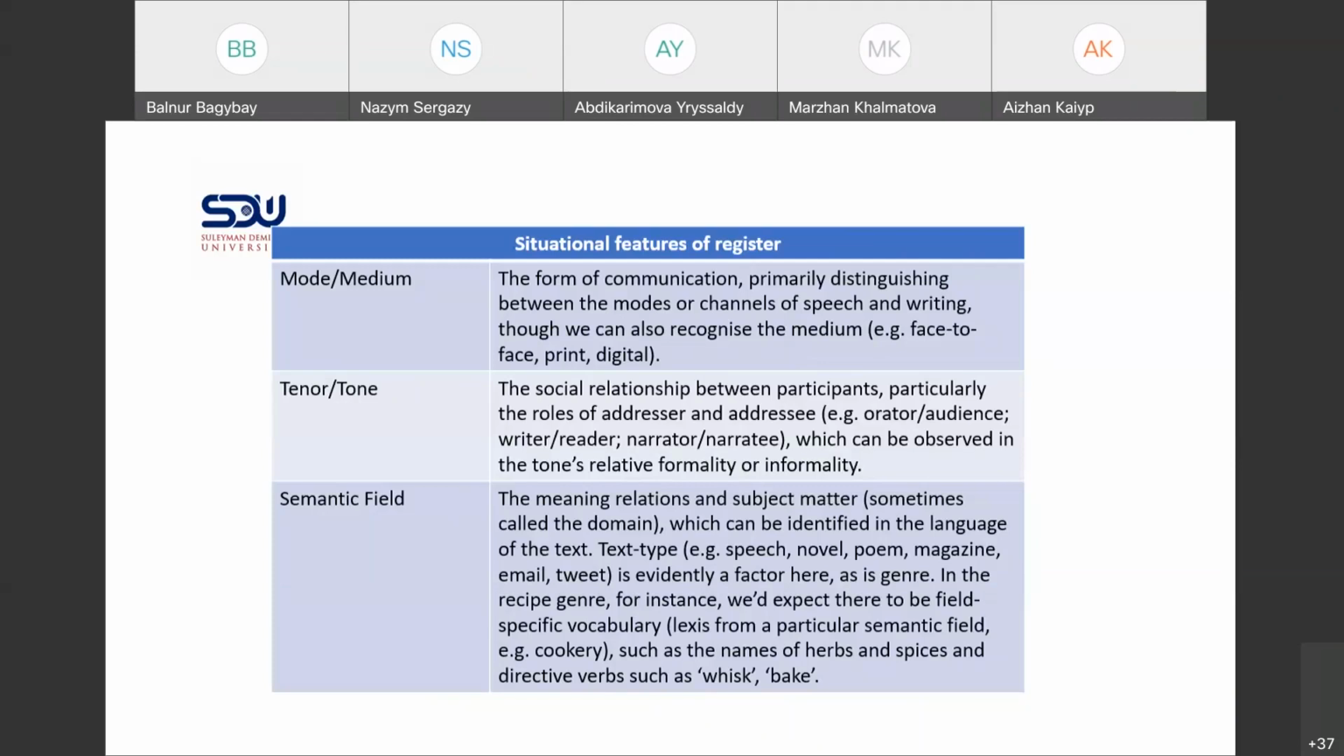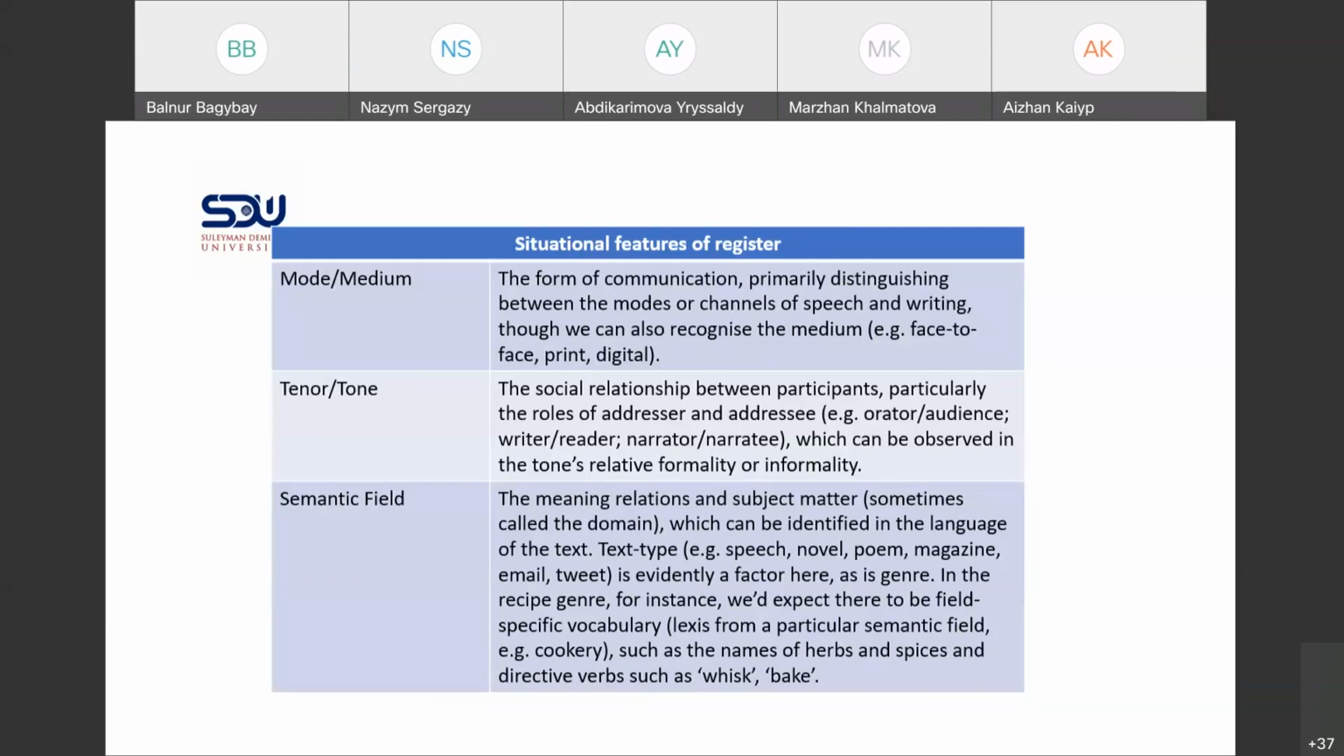And the next feature is the semantic field, when the meaning relations in subject matter, sometimes we call it the domain, are identified in the language of the text. So mainly the type of text is the identifying factor. It's a kind of genre thing, or as we call it, style in the Russian way. So genre and style are the same thing.